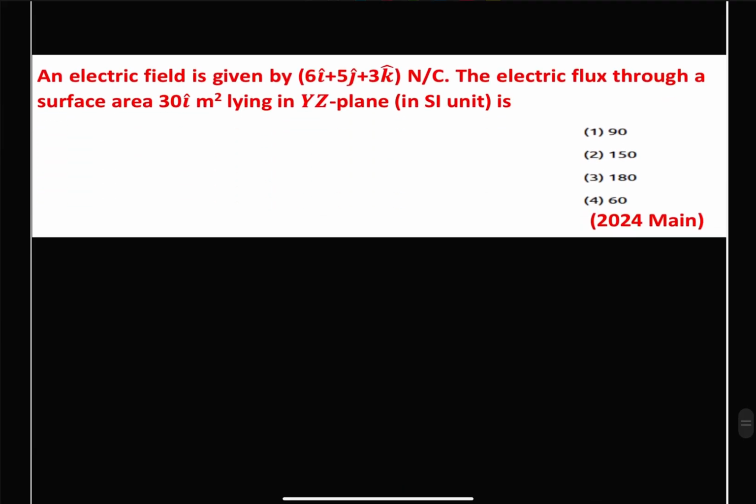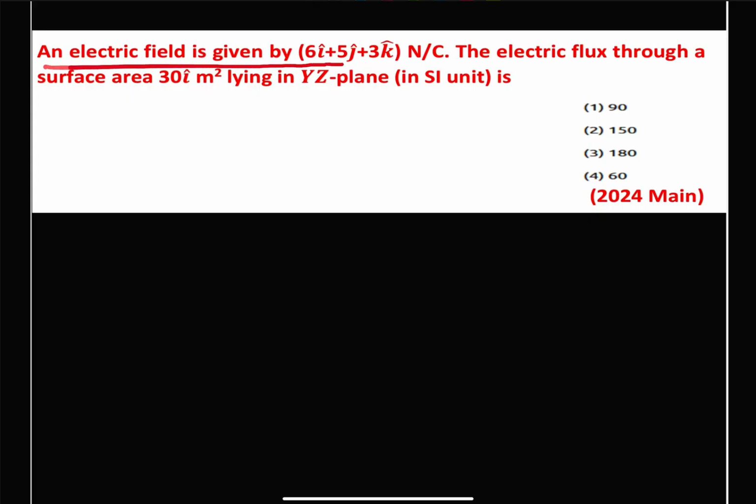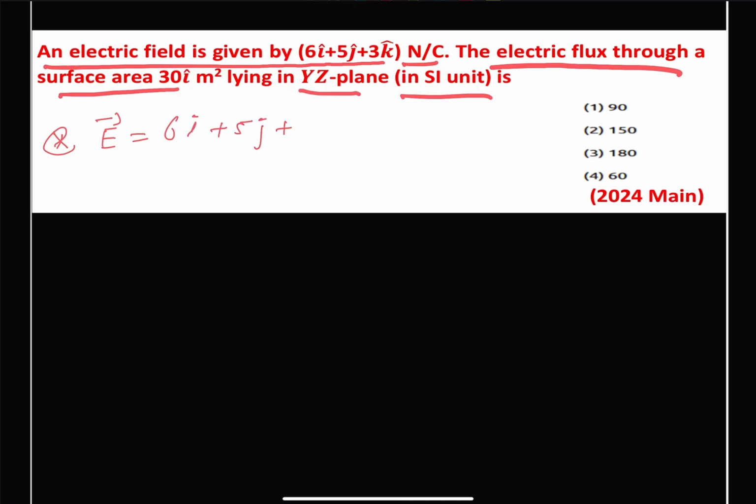We are given the electric field as 6i plus 5j plus 3k newton per coulomb. The electric flux through the surface area of 30i meter square lying in the YZ plane, in SI unit, is. So we are given that the electric field E is 6i plus 5j plus 3k, and we are given an area which lies in the YZ plane. If it is lying in the YZ plane, its area vector will be along the x-axis, that is the i unit vector. Or it is given also, doesn't matter.